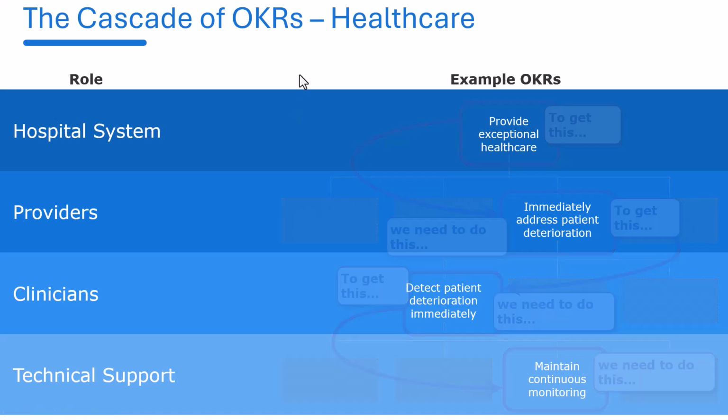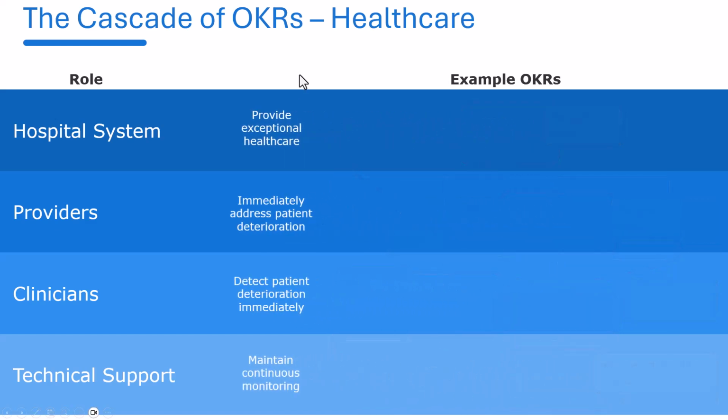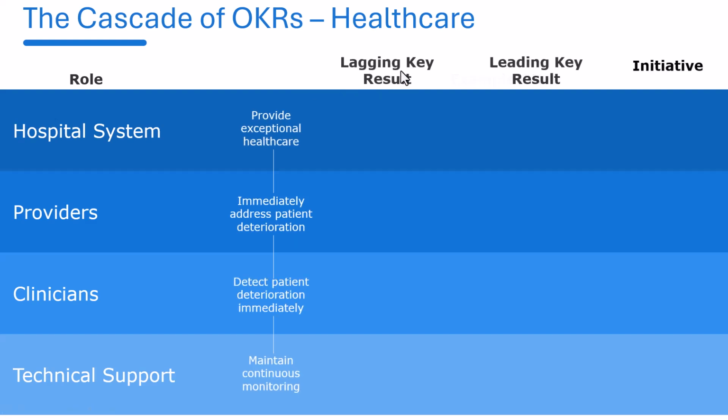Now, we can take these objectives and begin determining what are the activities we need to do to support them. Now, the activities fit into three broad categories. Lagging key results, things that we would see once we've achieved that objective. Leading key results, things that we would see day to day as we're working to achieve that objective.